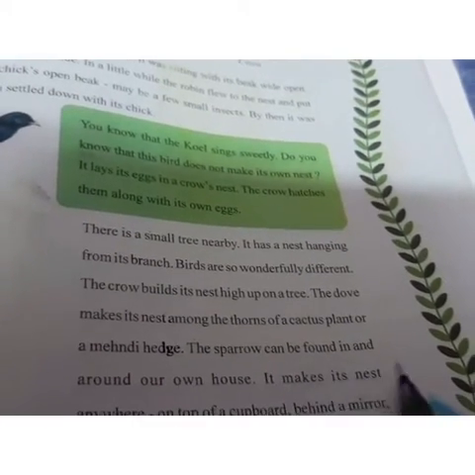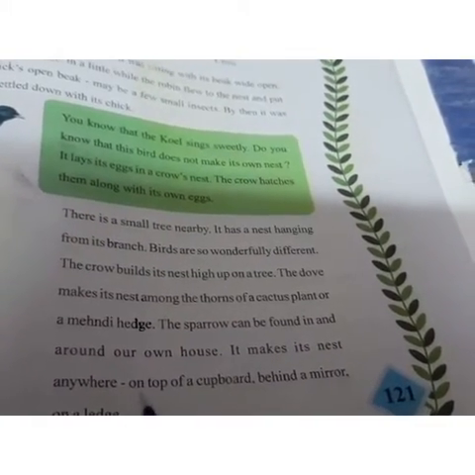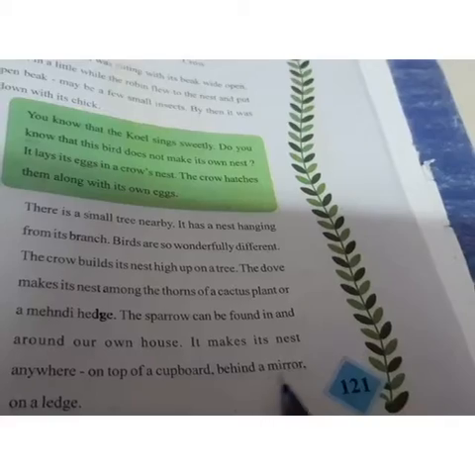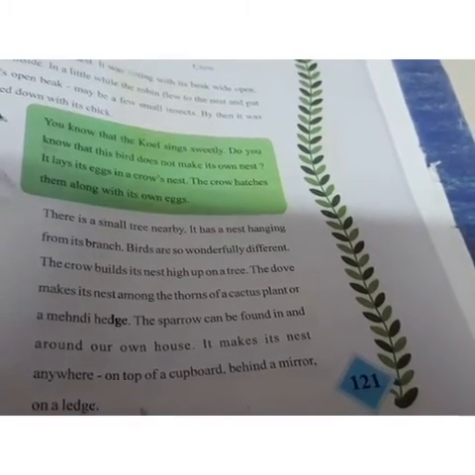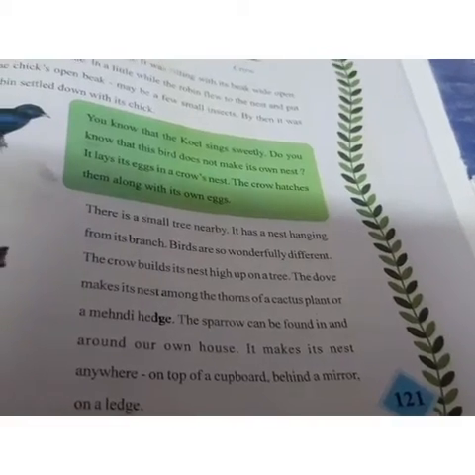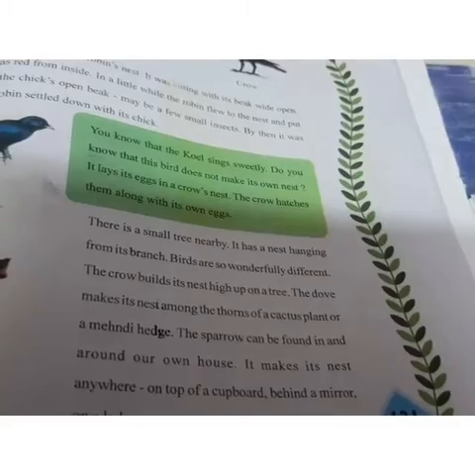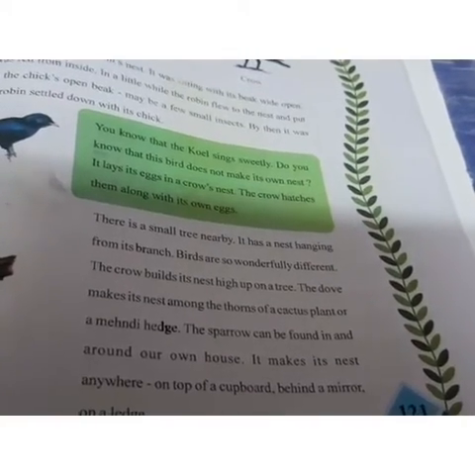The sparrow can be found in and around our own house. It makes its nest anywhere on the top of a cupboard, behind a mirror or a ledge. मतलब जो sparrow होते हैं, it makes nest anywhere in our house also. You might have seen many birds make their nest on the top of the cupboard. या कोई ऐसी खाली जगह होती है घर में, वहाँ कहीं भी वो अपना nest बना लेते हैं.